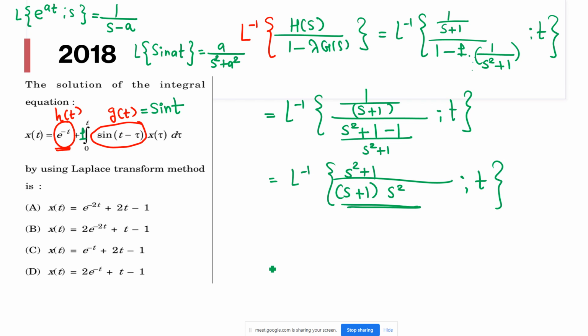I'll just give you 1 minute. Then I'll just start discussing ki options jo hai, it could be either C or D. That is something that I wanted to point out.